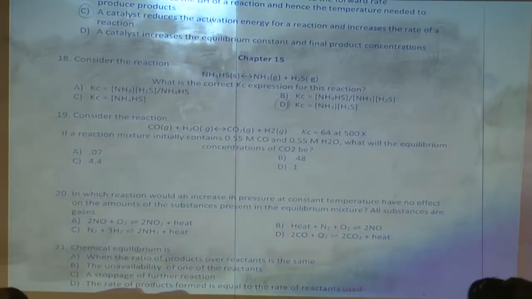So that means at equilibrium, the K for this problem is going to be the concentration of CO2 times concentration of H2 over the initial concentration of CO minus X and the initial concentration of H2O minus X. Now we're just going to plug stuff in. So the Kc for this reaction at 500 Kelvin is 64. So 64 equals concentration of CO2 and H2. They're both X, so we're going to get X squared. Initial concentration for both of them is 0.55. So we're going to have 0.55 minus x squared.